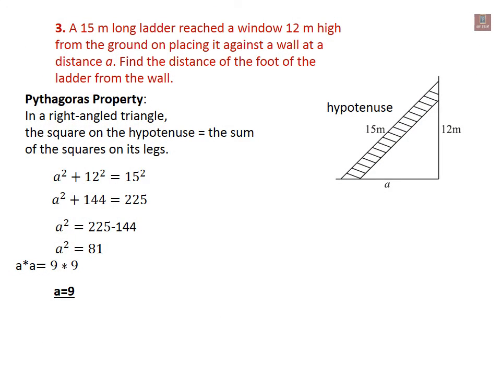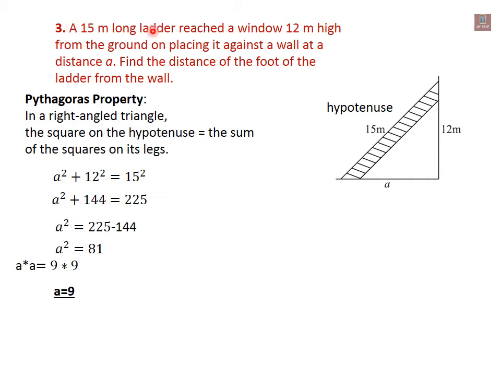Now let us see the next question. Here I am giving you the third question. A 15-meter long ladder reached a window 12-meter high from the ground. On placing it against a wall at a distance A, find the distance of the foot of the ladder from the wall.